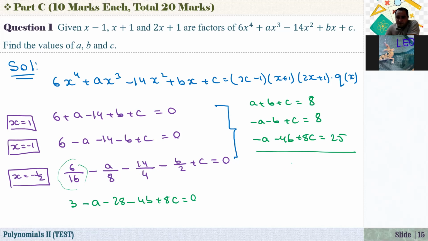Okay, from the first one, if you just add these two, A plus negative A, 0, B plus negative B, 0, from here 2C is equal to 8. So now we know C now. What is C? C is equal to 4. No. If you add them, 2C, 8 plus 8 is 16, so C is equal to 8.